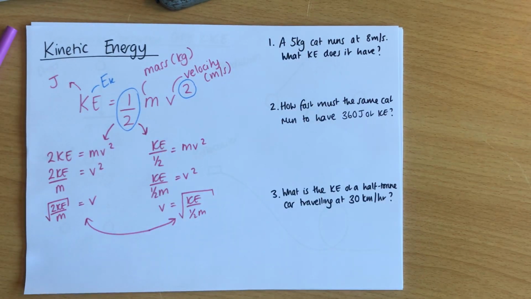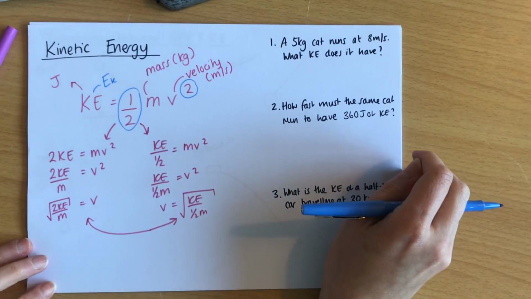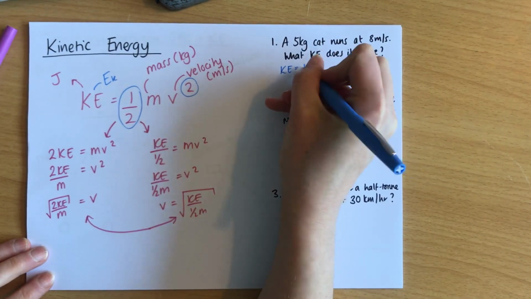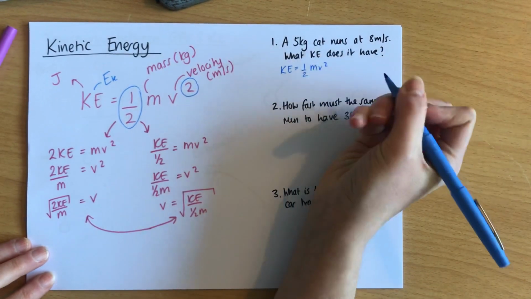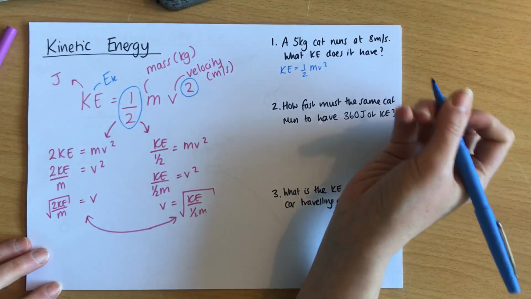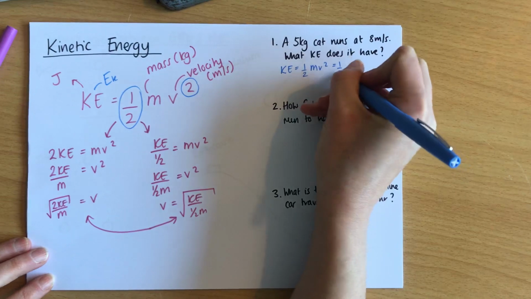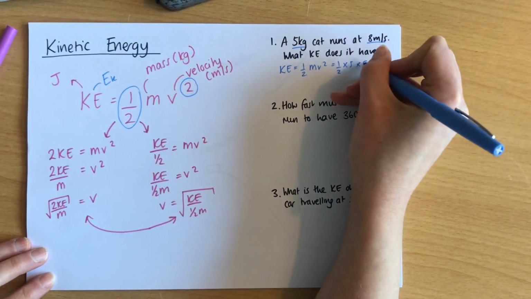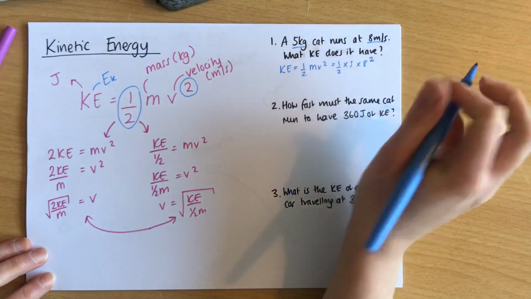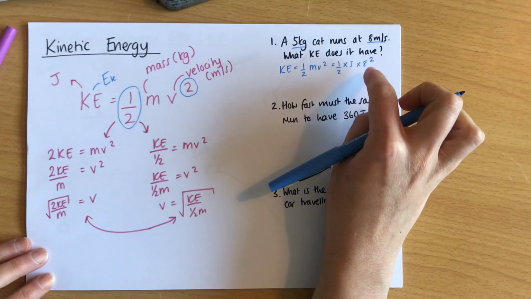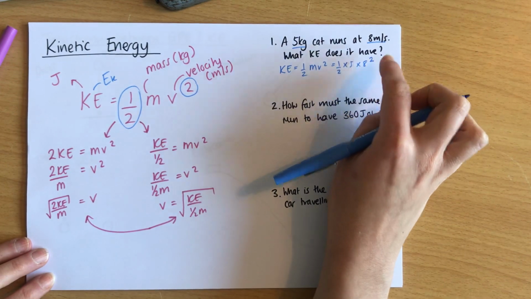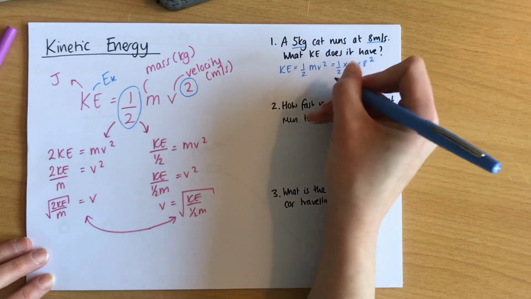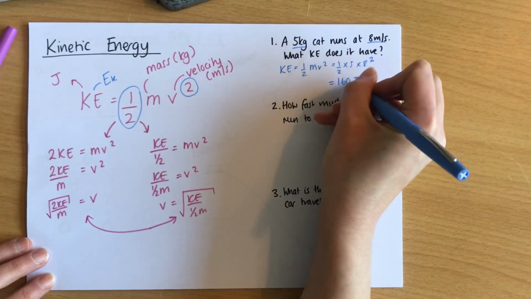We've got here a 5 kilogram cat runs at 8 meters per second. What kinetic energy does it have? So this is a straightforward sub into the equation, but it's really easy to forget to square or to halve. So KE equals half mv squared, which equals 1/2 times the mass, which is 5 kilograms, times the speed, which is 8 meters per second, squared. So when I put that into the calculator, I'm going to start by writing 8 squared, which comes out as 64, times by 5, times by 0.5 or a half, and the answer comes out as 160 joules.